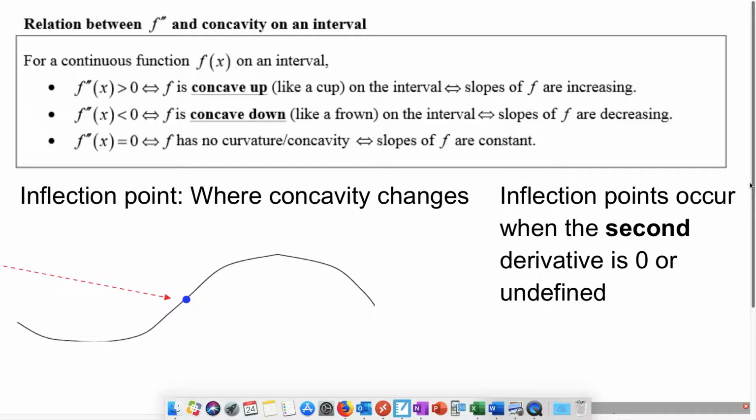Now, just like with our critical numbers, did every critical number turn into a minimum or maximum? It did not. So we're going to identify places where the second derivative is 0 or undefined, but that doesn't mean it's going to be an inflection point. Okay? Let's maybe look at some pictures.